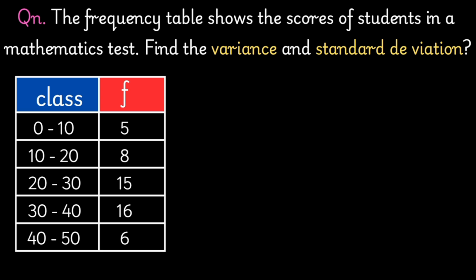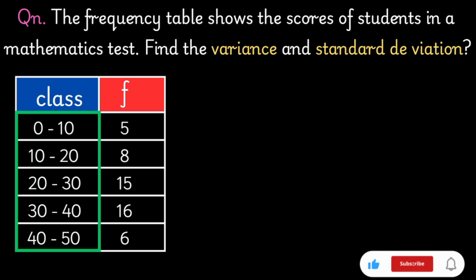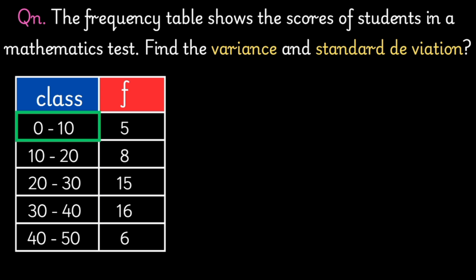This is our table and this is the data we were given. Notice that this column here for the class shows the intervals of the marks scored by students. For instance, 0 to 10 basically means the marks between 0 and 10, and the frequency tells us how many students got those marks. So for our case, there were only 5 students who got 0 to 10. Then for 10 to 20, there were 8 students, and so on up to the final case.